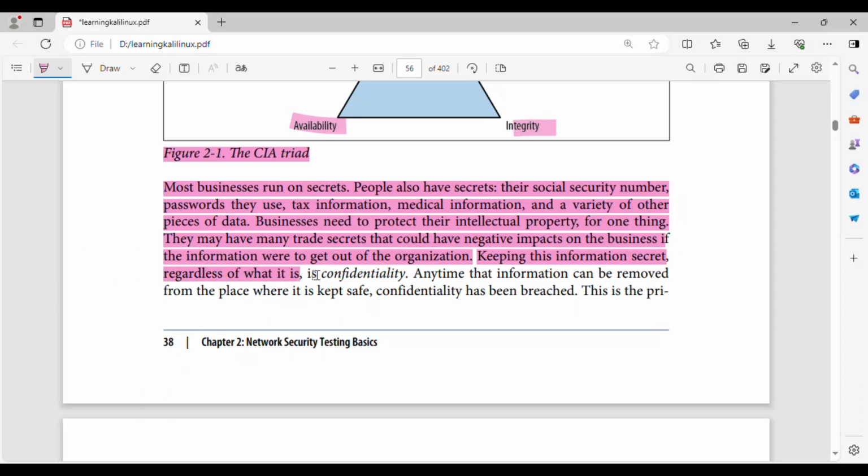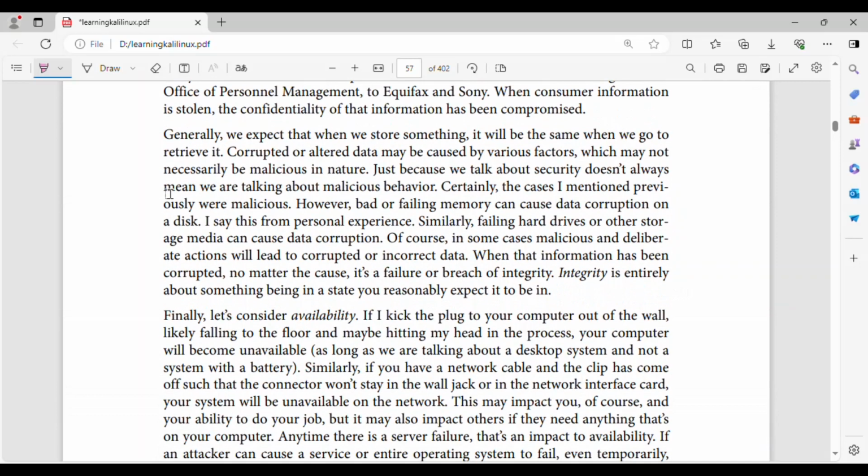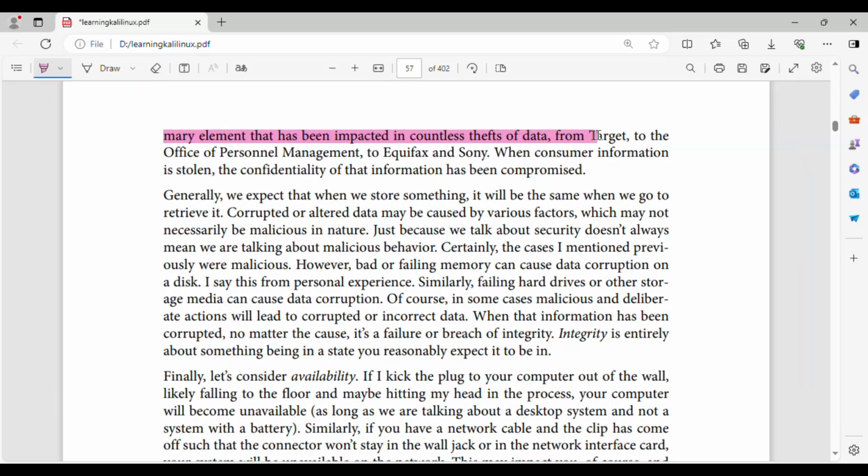Keeping this information secret, regardless of what it is, is confidentiality. Anytime that information can be removed from the place where it is kept safe, confidentiality has been breached. This is the primary element that has been impacted in countless thefts of data, from Target, to the Office of Personnel Management, to Equifax and Sony. When consumer information is stolen, the confidentiality of that information has been compromised.